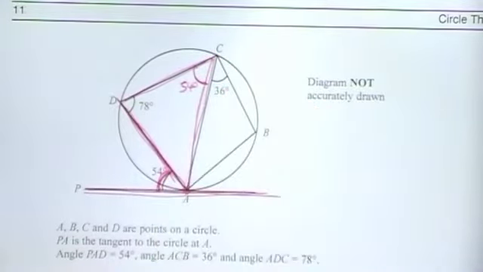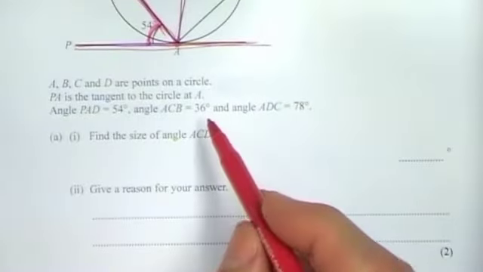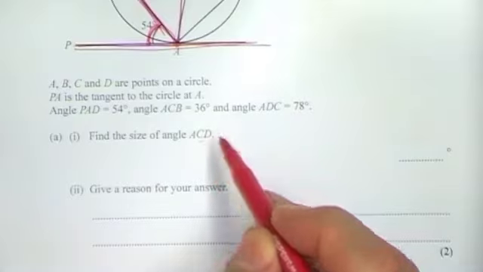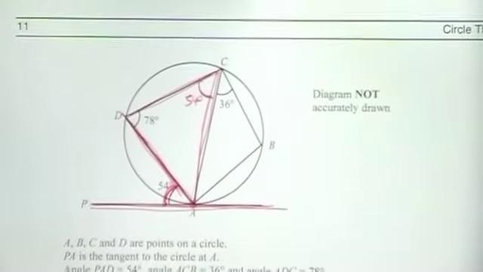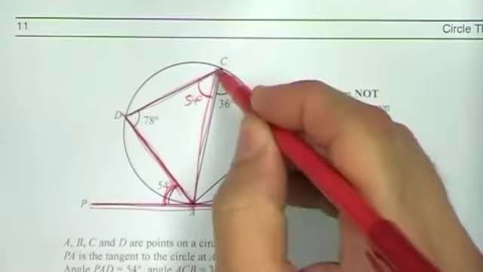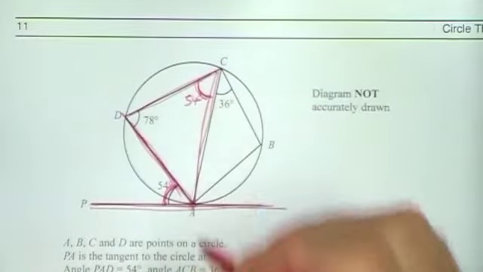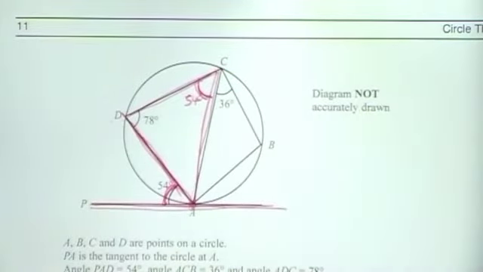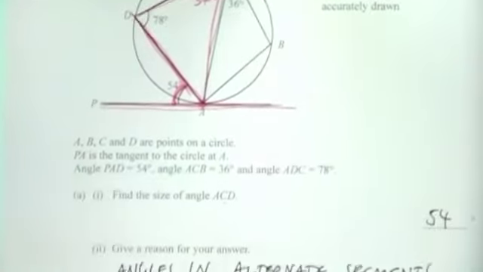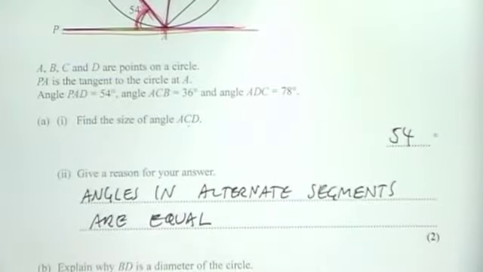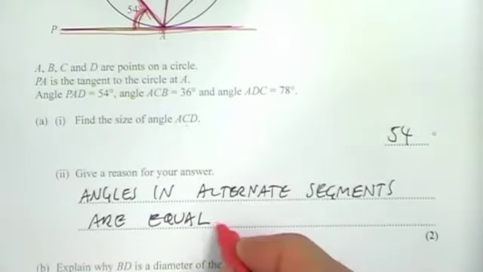Let's see what the question actually asks though. It asks us to find the size of angle ACD. So that's quite a straightforward one. It is actually from A to C to D. It's the one which I was talking about, so that's 54 degrees. So there's the answer and there's the reason: the angles in the alternate segments are equal.